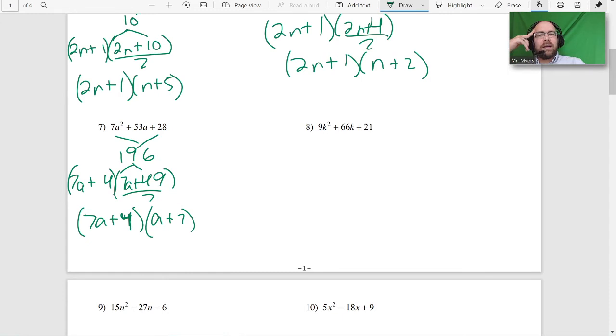Each of these things divides by 3. So I'm going to divide each one by 3. And that gets that 3 to factor out. 9 over 3 is 3, so that's 3k squared. 66 over 3 is 22k. 21 over 3 is 7.